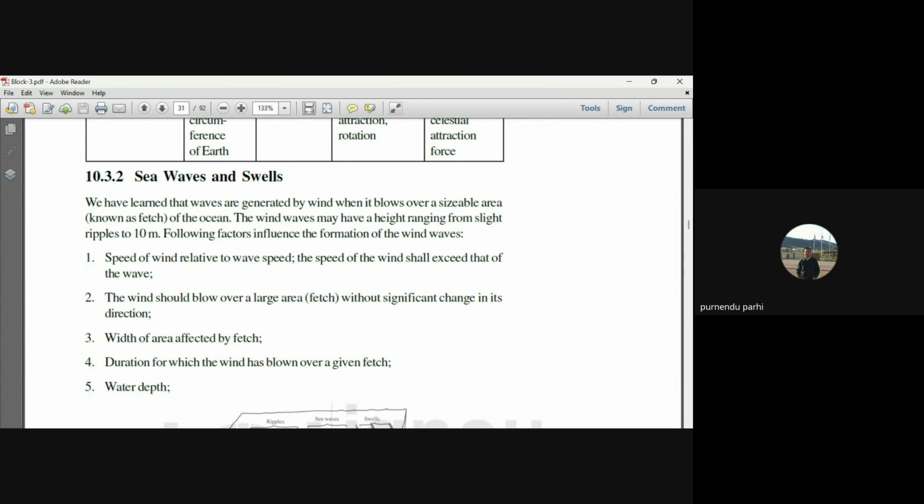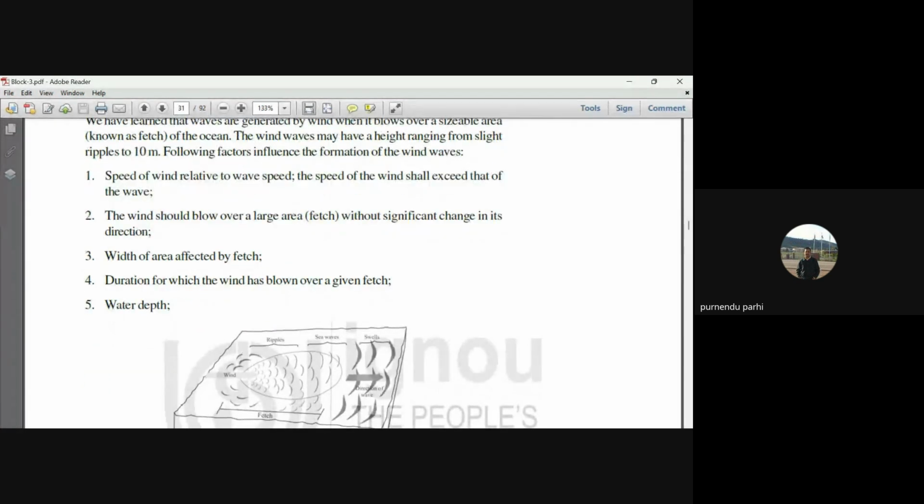Sea waves and swells. We have learned that waves are generated by wind when it blows over a sizable area of the ocean. The wind wave may have a height ranging from a slight ripple to 10 meters. The following factors influence the formation of the wind wave. Speed of wind relative to the wave speed. The wind should blow over a large area without significant change in its direction. Width of area affected by fetch. Duration for which the wind has blown over a given fetch, and water depth.